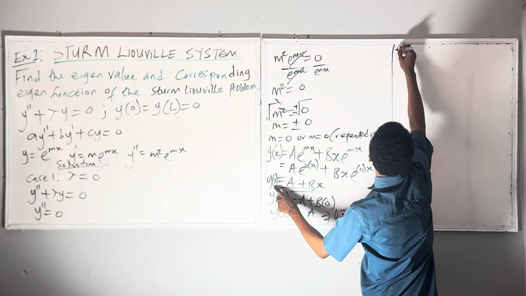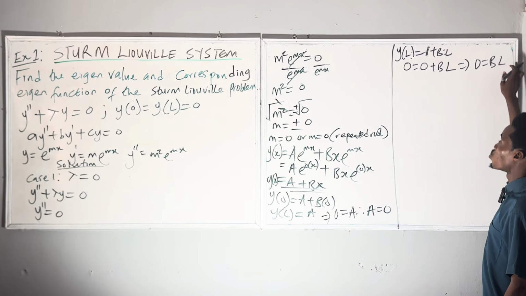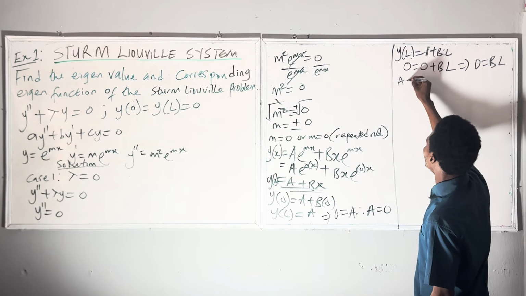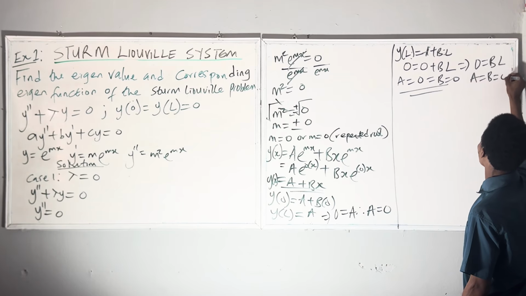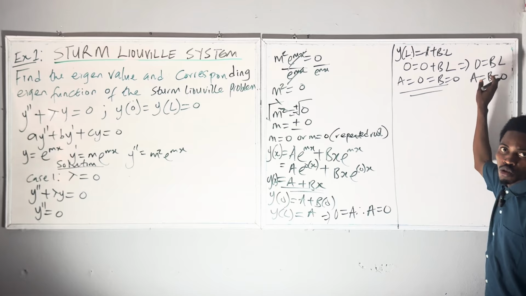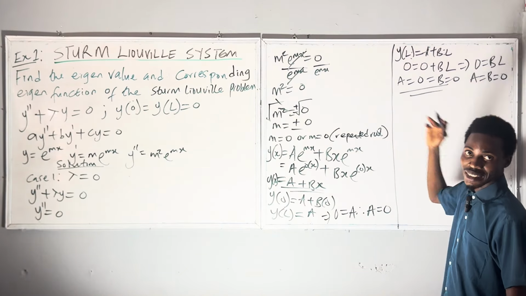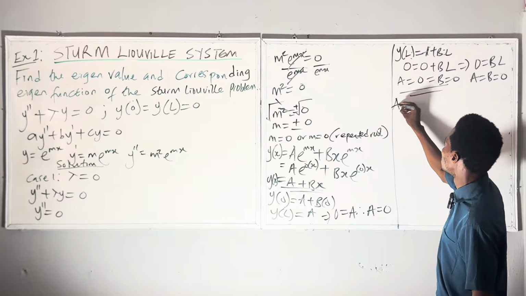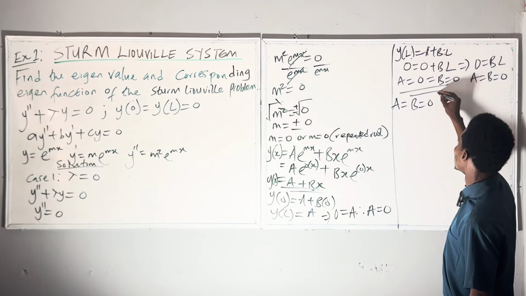I want to get B. What am I going to do? Divide both sides by n. If I divide both sides by n, I'm going to have 0 is equal to B. So therefore, my A is 0 as well as my B is equal to 0. So this gives me A is equal to B is equal to 0. If A is equal to B is equal to 0, we call it a trivial solution.